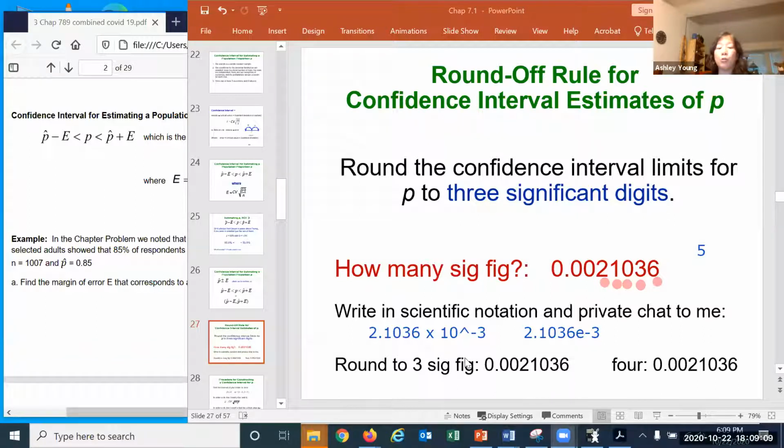Round this one to 3 sig figs, and then round this one to 4 sig figs. Do it on your paper. Do this one first, 3 sig figs, and then private chat me your answer. Private chat it.